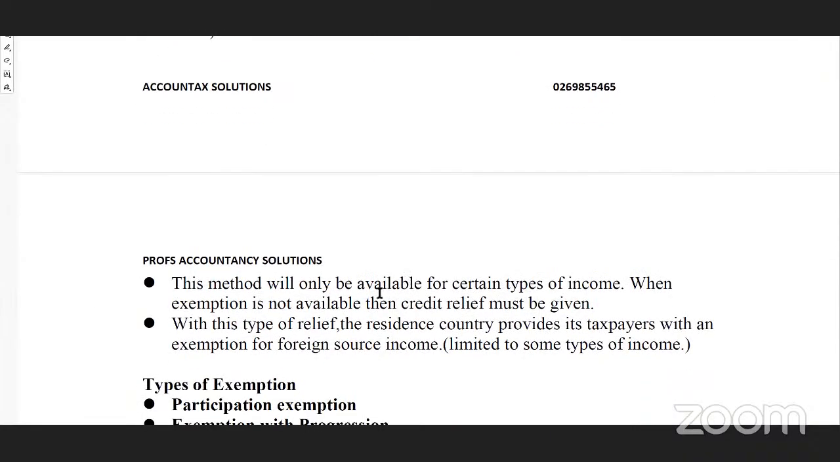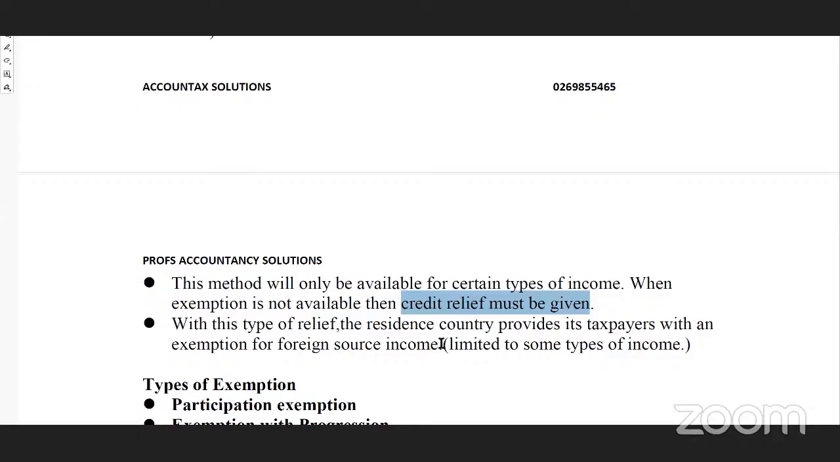Now, this will only be available for certain types of income. So when exemption is not available, then credit relief must be given. Okay, so sometimes some exam questions work like that. There are some incomes which may have exemptions and may have credit. So when exemption is not available, then we must give credit.